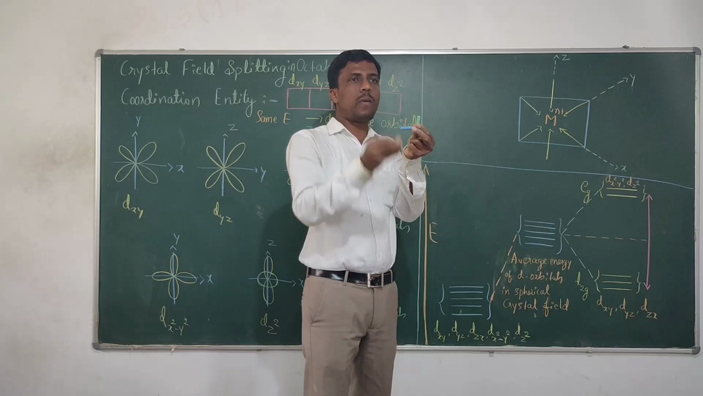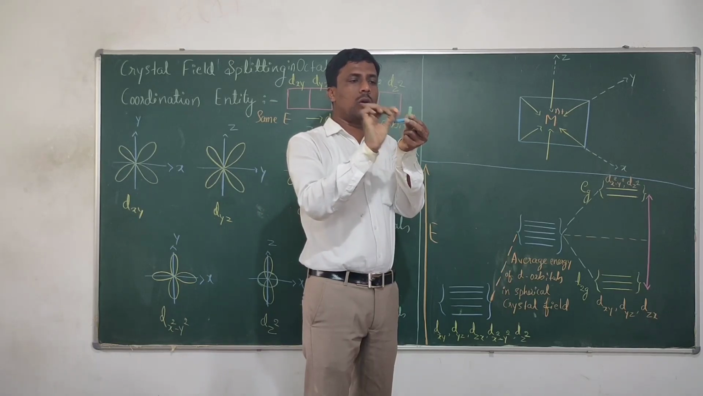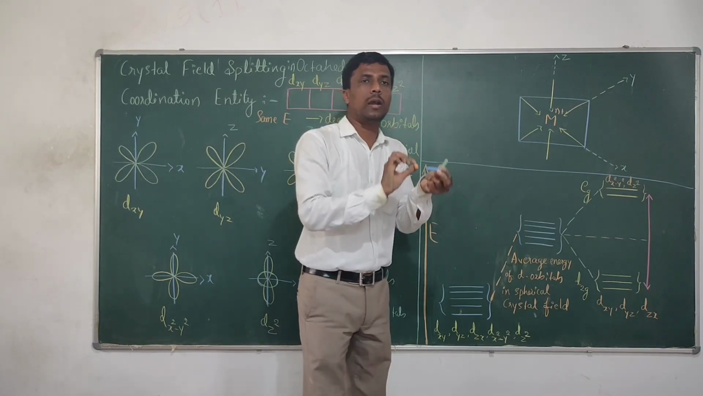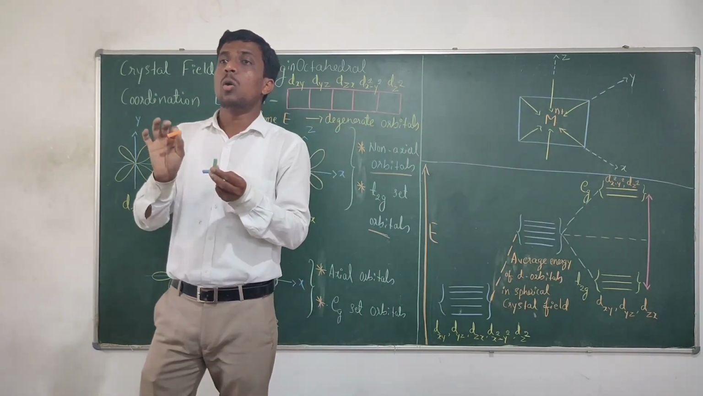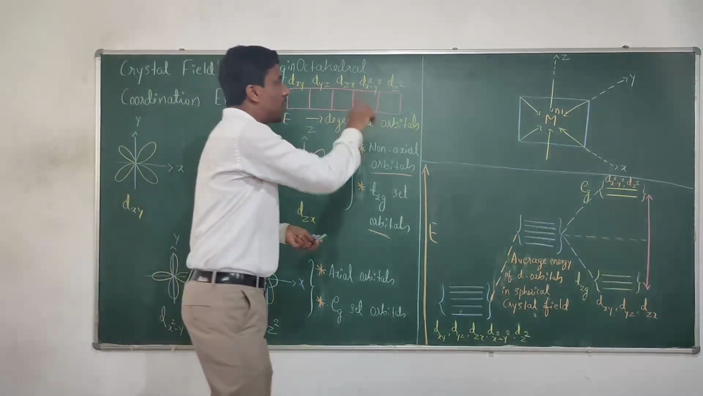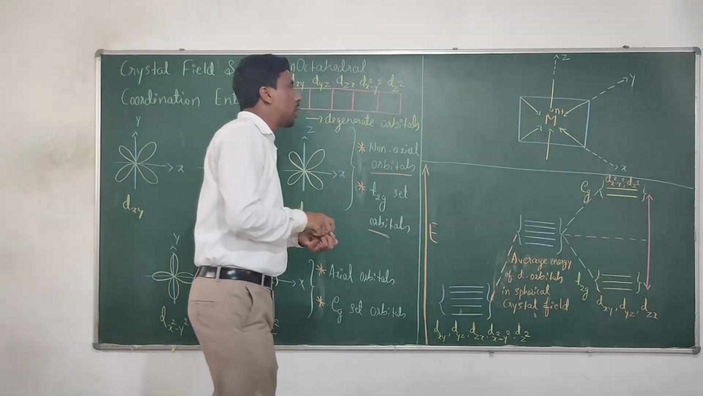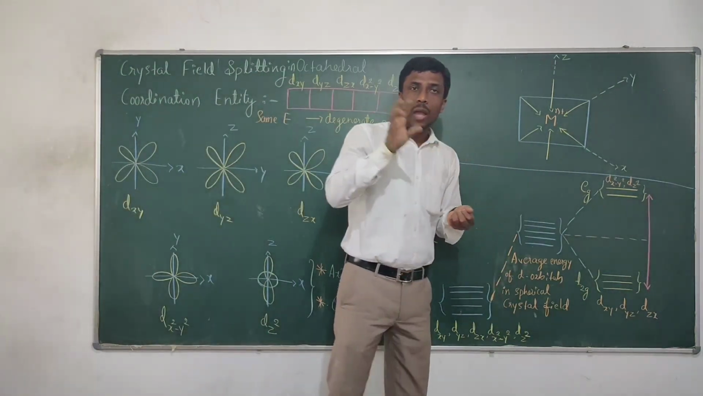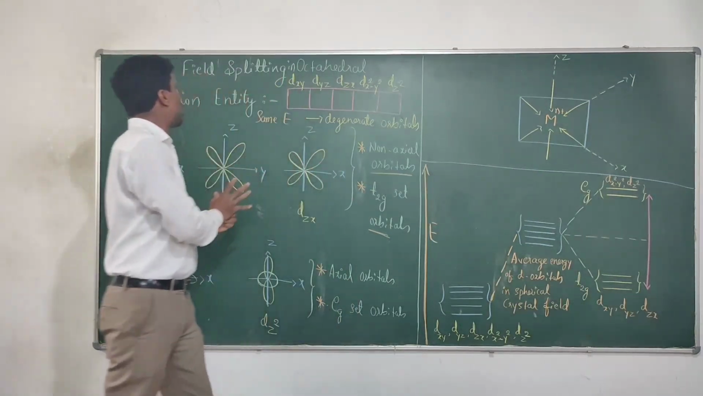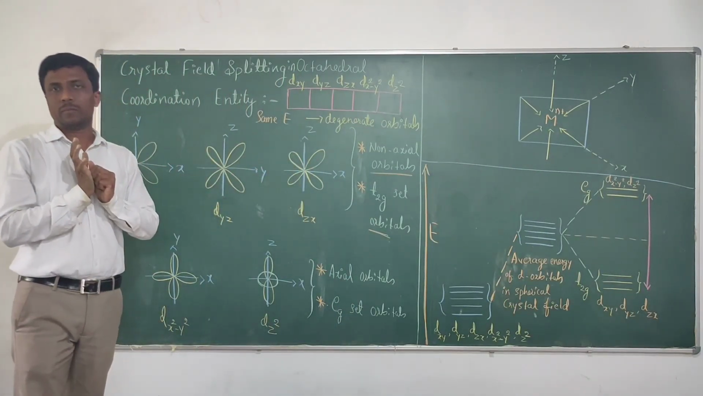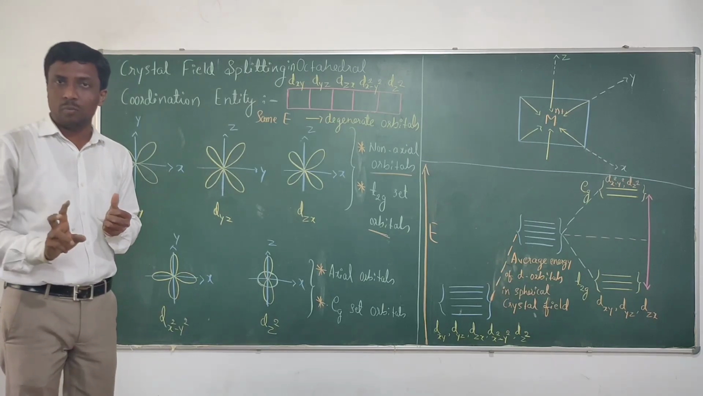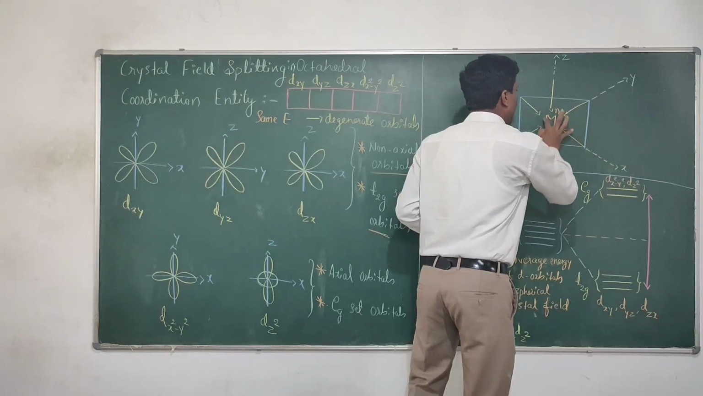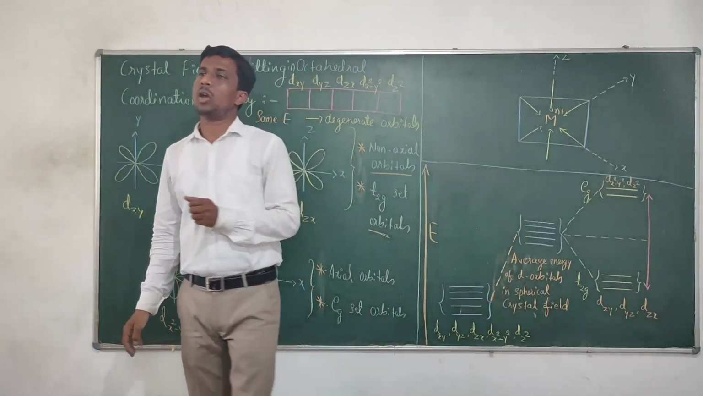This is x, this is y. Where is the z? Towards you or away from you. Each are perpendicular to one another. This is the condition of ligands and the axis in octahedral coordination entity, in octahedral geometry. Now also you have to assume the presence of the d orbitals in the metal atom or metal ion.